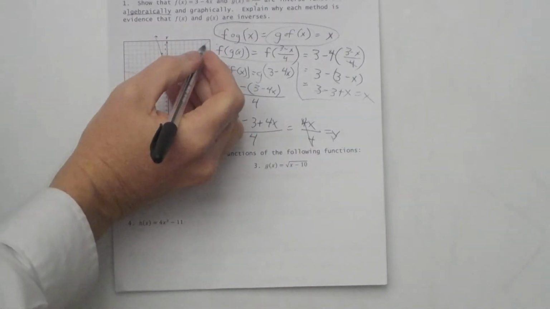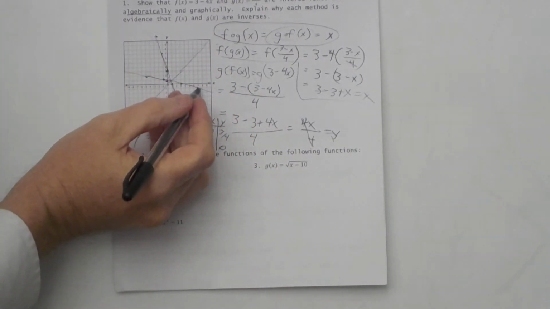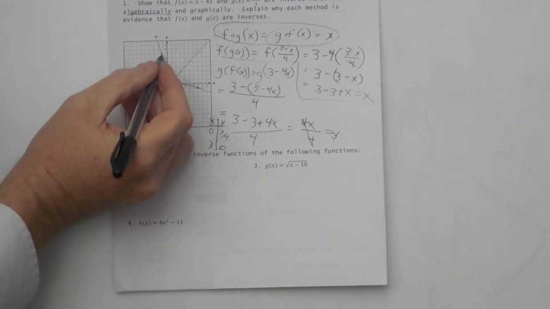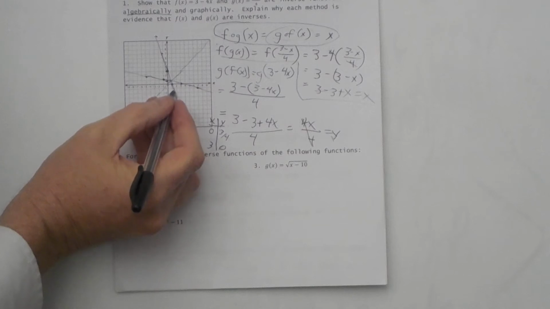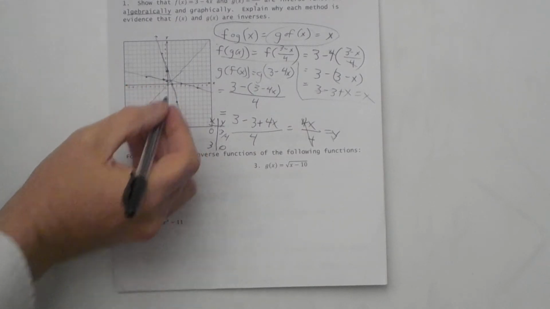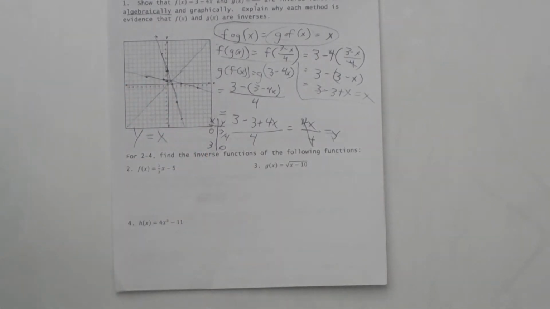Okay, now here's my line. It does appear to me, if I draw that to that, it looks like we are reflecting from one line over the y equals x line. Looks like pretty conclusively that that's happening. So there's the graphic.